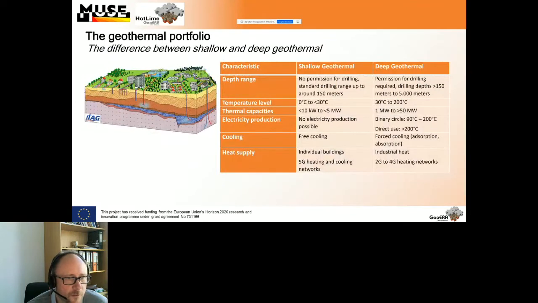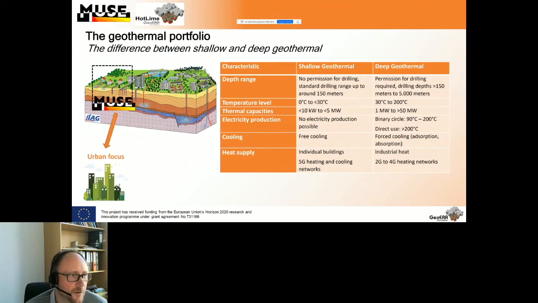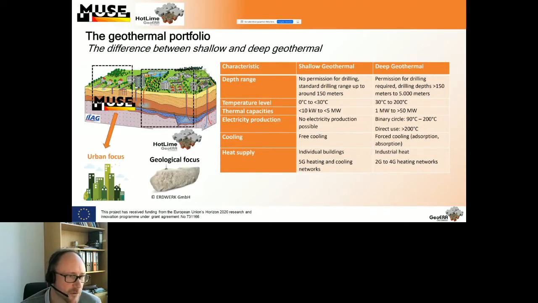Thank you. So we are in GeoERA, and we're looking at two, let's say, very important market sectors inside geothermal energy. On the one hand, with MUSE, please click on the shallow geothermal systems. So of course, mostly individual buildings, but we thought we'd go one step further in GeoERA and look at shallow geothermal in urban areas, where it goes in a broader spectrum.